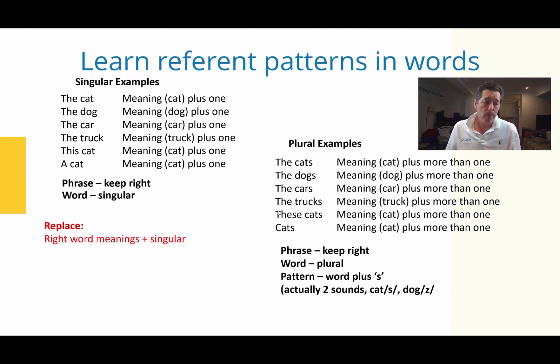Okay, so what the meaning matcher does is it takes those examples and it simply replaces the meaning of that rightmost word, and it adds an attribute of singular. In fact, it gets the attribute of singular from the word itself. And in the case of cats or dogs or cars, the plural version, we keep the right word meaning again, and we add the plural, which also comes from that particular form of word.